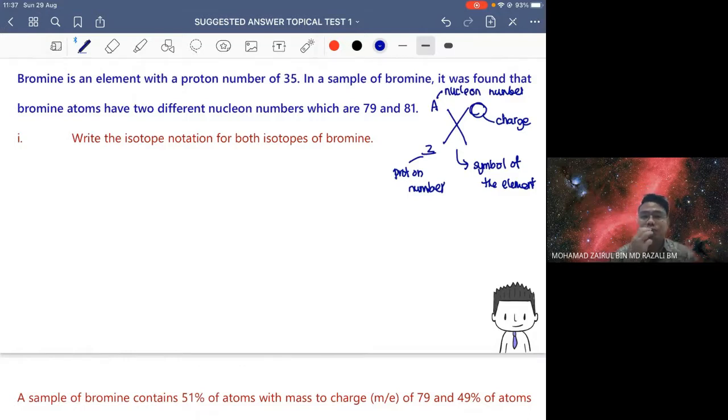So write the isotope notation for both isotopes of bromine. First kita tulis dia punya symbol. So for the first isotope, remember that for isotopes, the proton number is still the same. So the proton number is 35 and the nucleon number is 79. And then the second one is bromine, 35 and 81. So kalau awak tulis dua-dua ni betul, awak akan dapat satu markah.